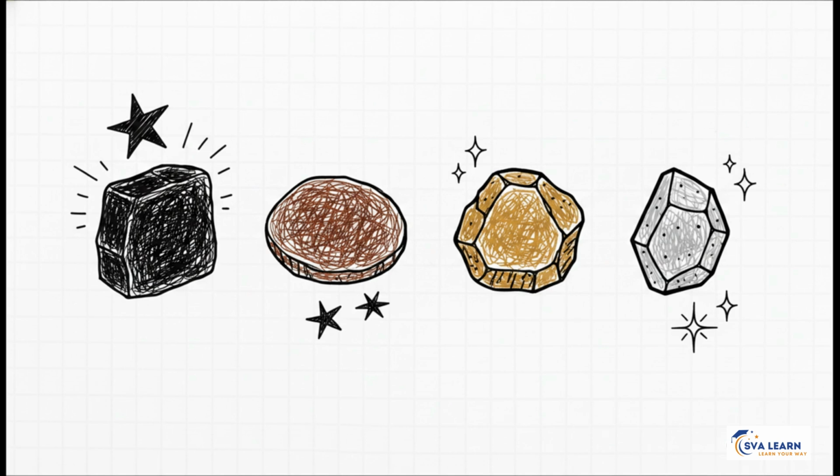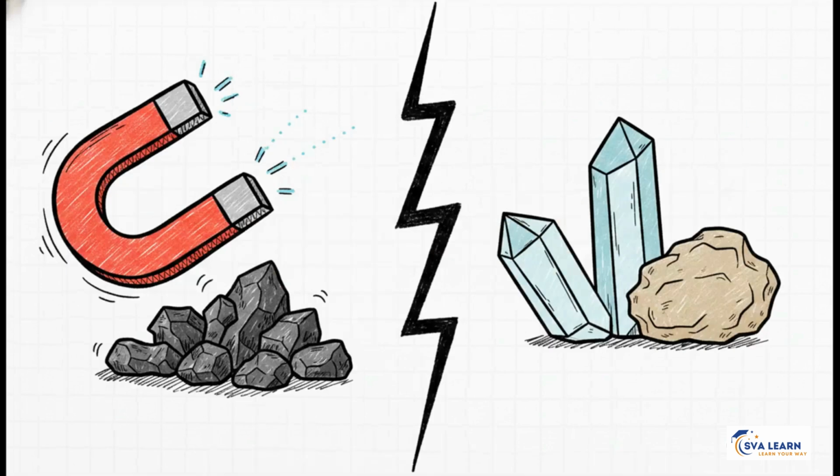Just remember the letters M, H, L, S. Say it with me. M, H, L, S. Magnetite, hematite, limonite, and siderite. Just write down MHLS in the margin of your paper, and the examiner is going to wonder how you remembered it all so perfectly. Okay, listen up.